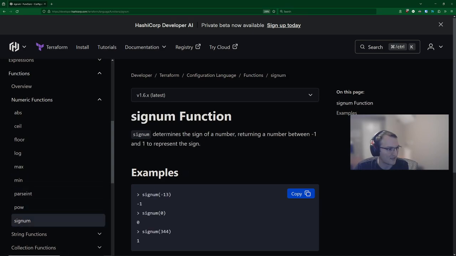And lastly, signum determines the sign of a number, returning a number between -1 and 1 to represent the sign. So this is just for calculating if a number is positive or negative. And that gives you the list of numerical functions that we have to operate with inside of Terraform.